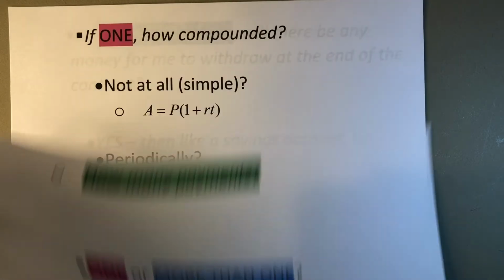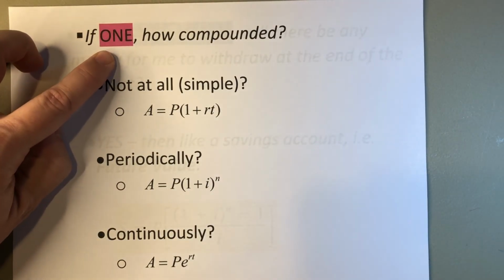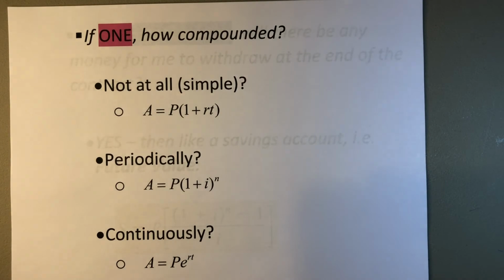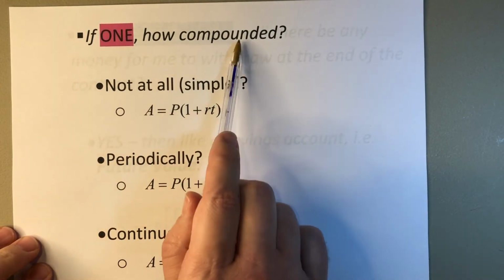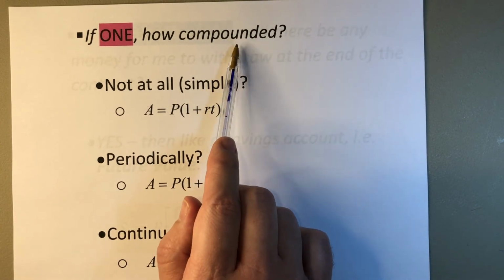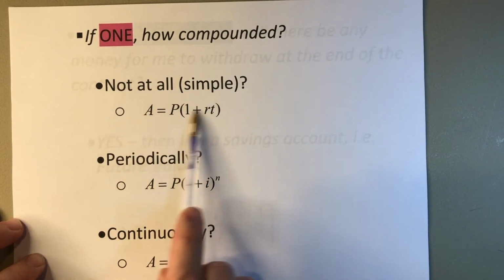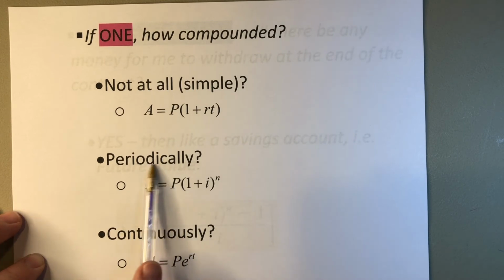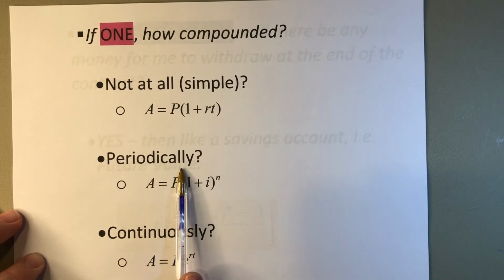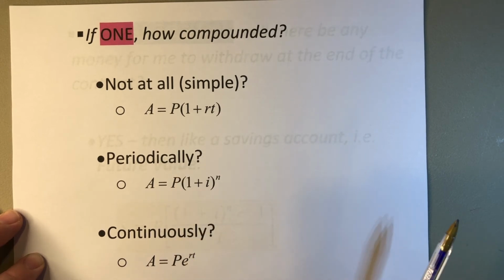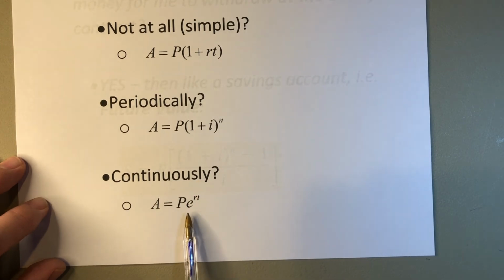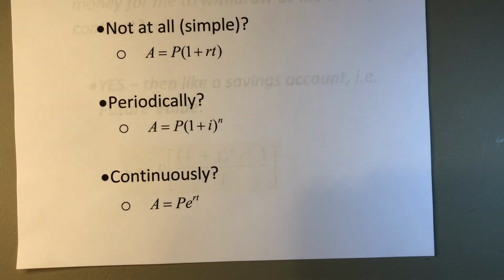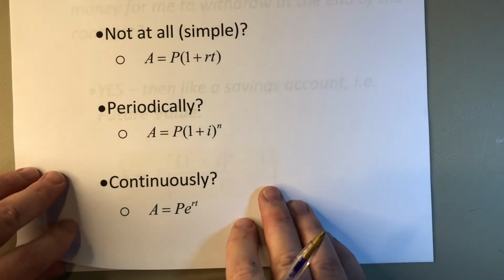Well, if it's one payment, then that's like the material we talked about in section 4.1. So if it's one payment, how is that amount compounded? If it's not at all, then you use the simple interest model. If it's compounded periodically, let's say quarterly or monthly, for example, you're going to use this model. And if it's compounded continuously, then you use PERT. These three models will be used if just one payment, one deposit is made.